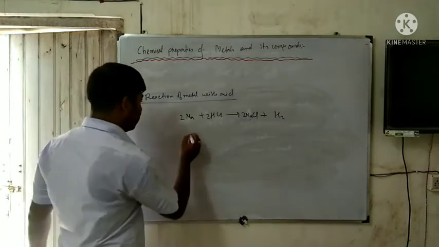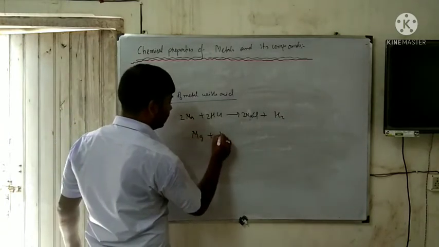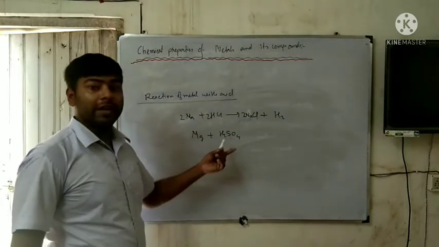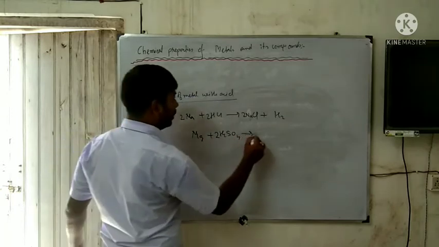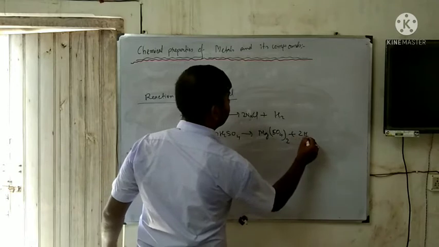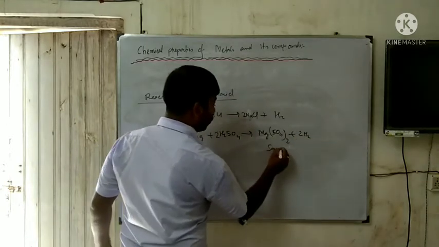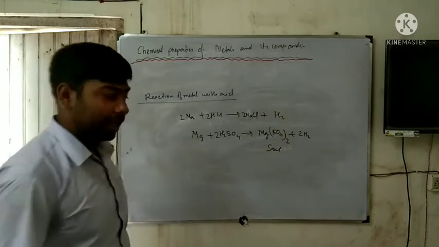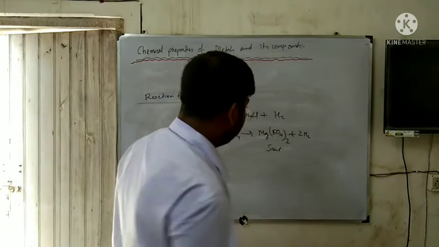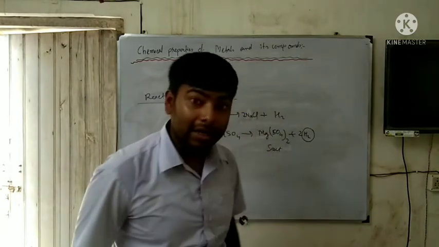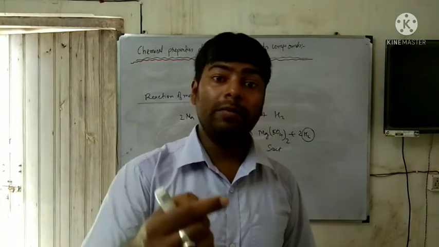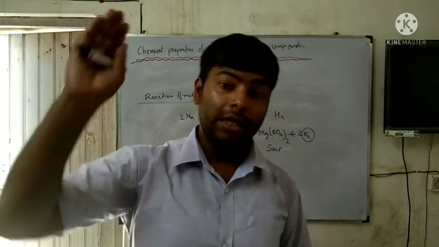Similarly, suppose I take magnesium plus H2SO4. Magnesium is also a metal, and sulfuric acid is a very strong acid. It gives magnesium sulfate plus hydrogen. This is also a salt, plus hydrogen gas. Whatever hydrogen gas is produced, we can detect by passing it through soap solution and burning the gas. It will give the pop sound, as I said in chapter 1.